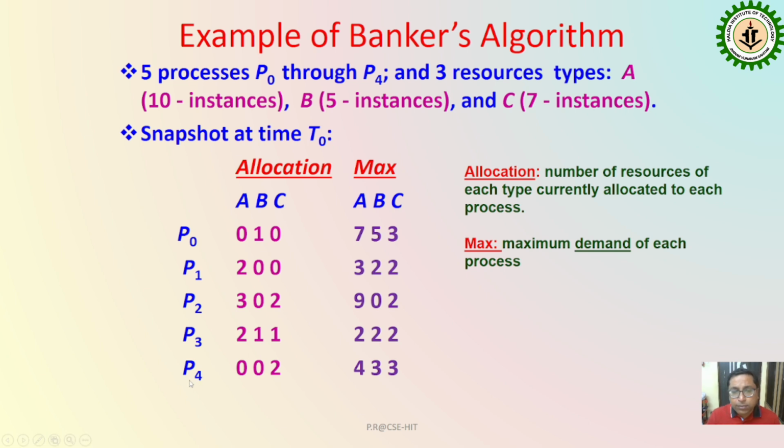Now if I ask you that P4 has the allocation 0, 0, 2, what does this mean? This means P4 has 0 of resource A, 0 of resource B, and 2 of resource C. Similarly 4, 3, 3, what does this mean? P4 has a maximum demand for resource A of 4, for resource B it is 3, and for resource C it is also 3.